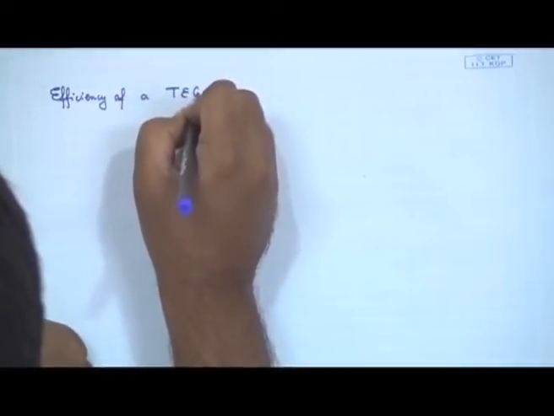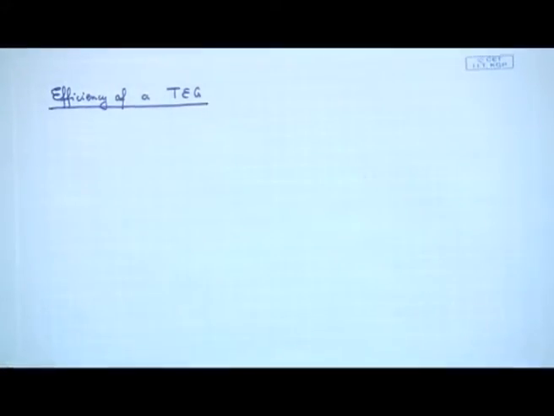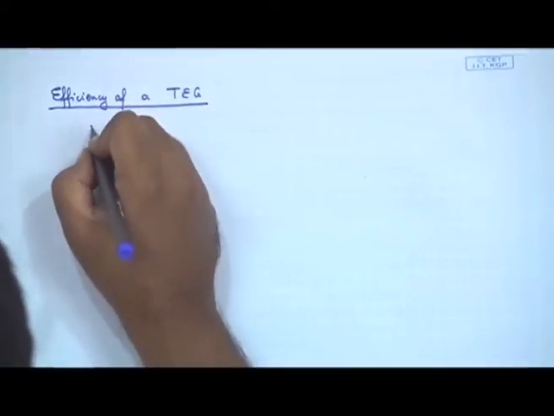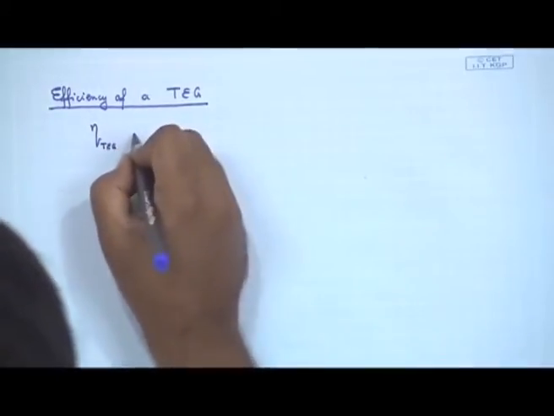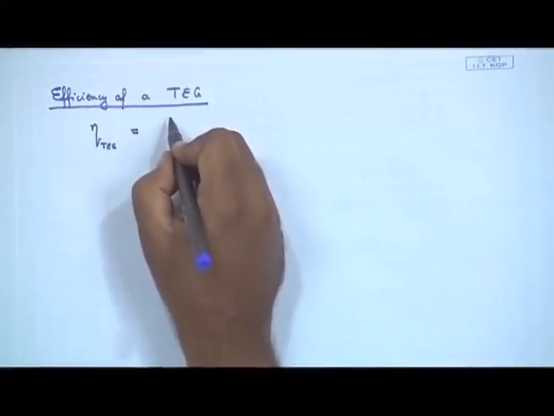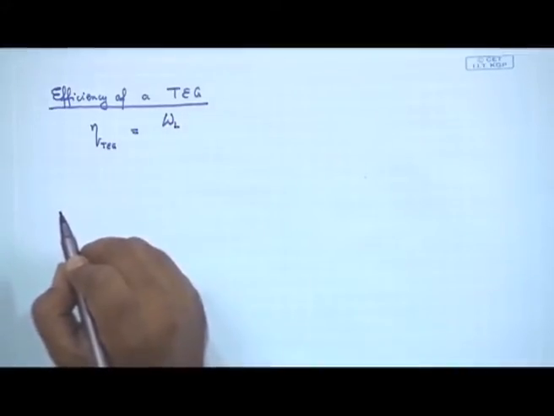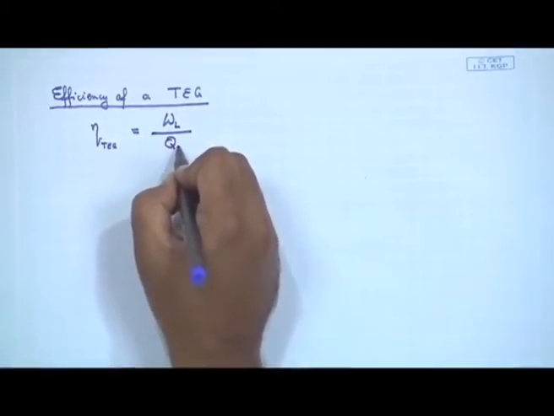and see how we calculate the efficiency of a TEG. Okay. How do we calculate this? Let us write eta, which is normally what is used to denote efficiency. What will be the eta of TEG? The basic definition of efficiency is the work output, which is WL, divided by the energy input, which is QH.